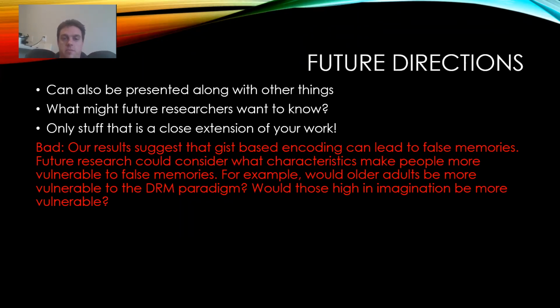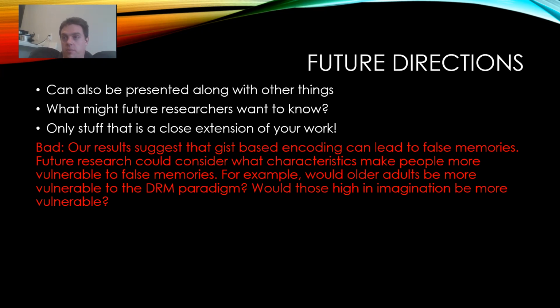So this would be bad. Our results suggest that gist-based encoding can lead to false memories. Future research can consider what characteristics make people more vulnerable to false memories. For example, would older adults be more vulnerable to false memories? That's not really related. It's not the absolute worst, but again, what do we specifically want to know building on your study?